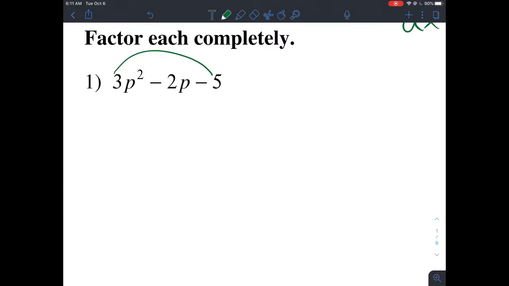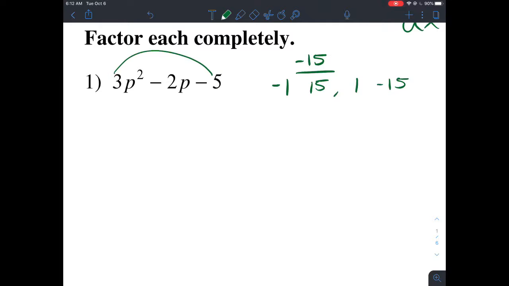So the first thing we're going to do is multiply the first and the last term. We get negative 15. Now you're going to go ahead and write out all the factors of negative 15. If you're having a hard time writing out the factors ever, I would always just start with 1 and work your way up. So is 1 a factor? Yes, it is, right? We can do negative 1 and 15. We could also do positive 1 and negative 15.